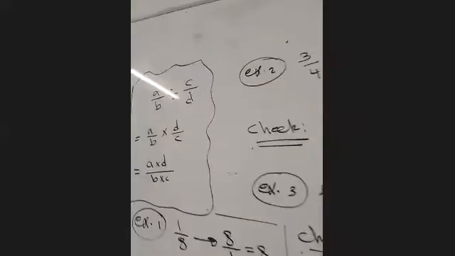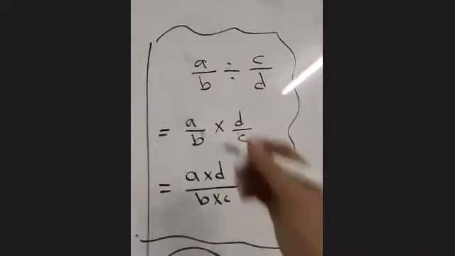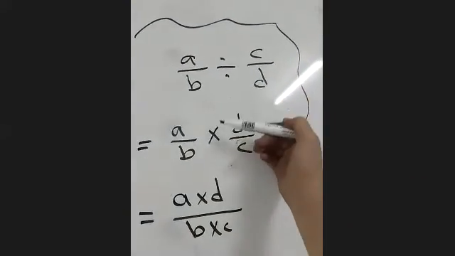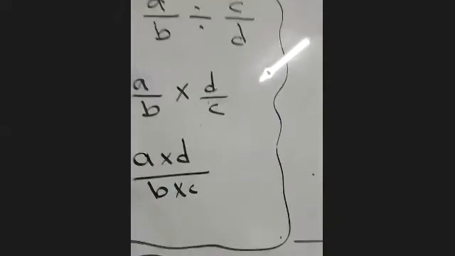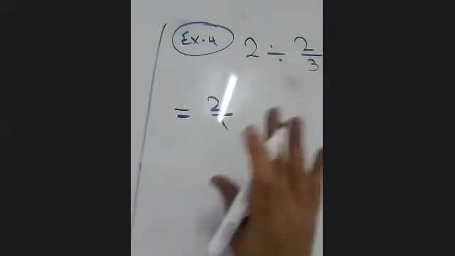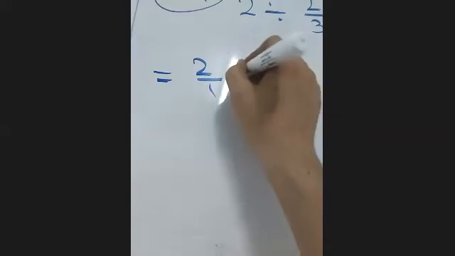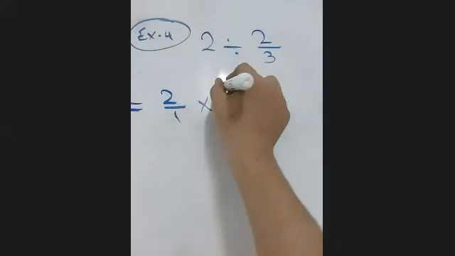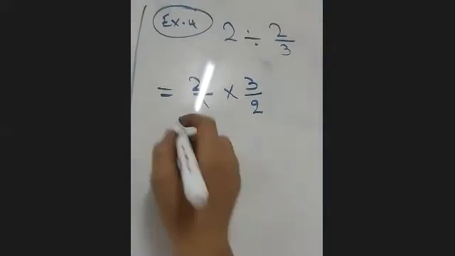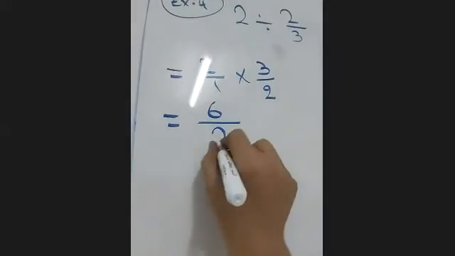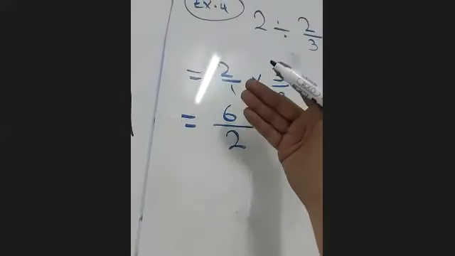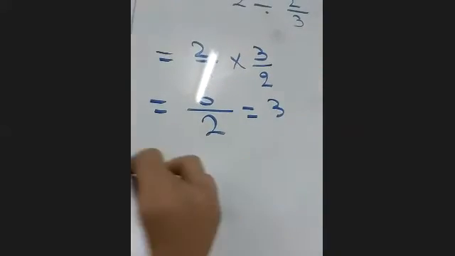Now, as we said, this is the general formula of division. The first fraction, keep it, turn the division to multiply, and find the reciprocal of the second fraction, then do normal multiplication. Here, the 2 is still 2, but I will make it as a fraction, 2 over 1. The division will be multiplied, and the reciprocal of 2 over 3 is 3 over 2, right? Now we do normal multiplication. 2 times 3, 6, over 1 times 2, 2, and 6 over 2 means 6 divided by 2, which is 3. This is example number 4.